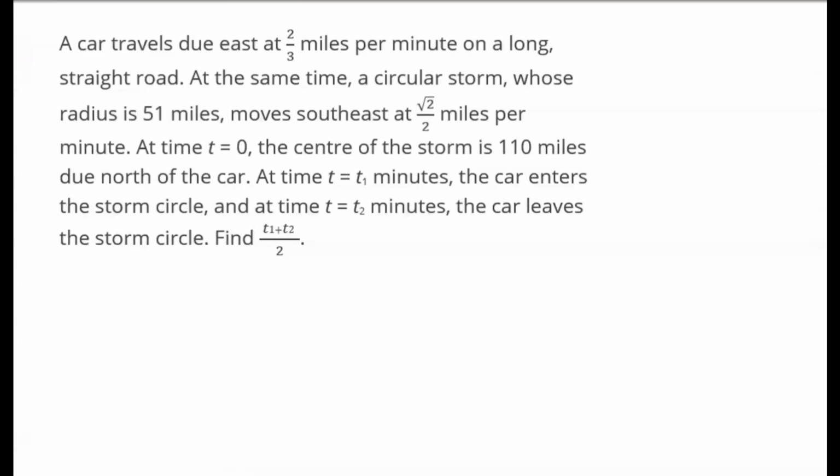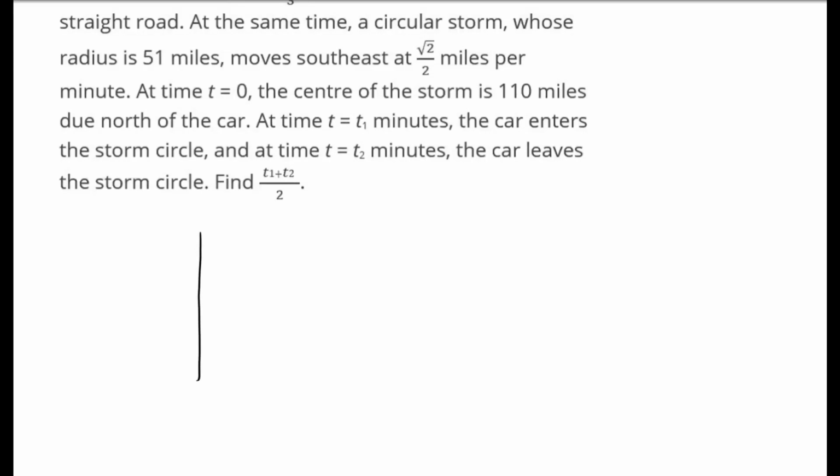So to start this problem, we're going to draw a diagram, labeling in some of the information that we've been given. The center of the storm is going to be represented by this blue dot, and the car is going to be represented by this red dot. And we'll call the starting point of the car the origin. So this can have coordinates 0, 0, whilst the starting position of the center of the storm can have coordinates 0 and 110. So we can express the position of these points in terms of t.